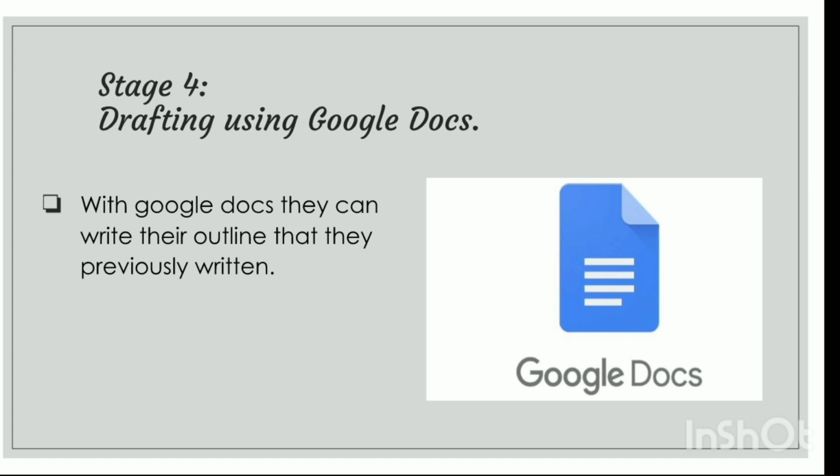Now, stage 4, drafting using Google Docs. With Google Docs, students can write their draft based on the outline they have written previously. Google Docs will automatically save the writing every 2 seconds, so students do not need to worry about losing their files.